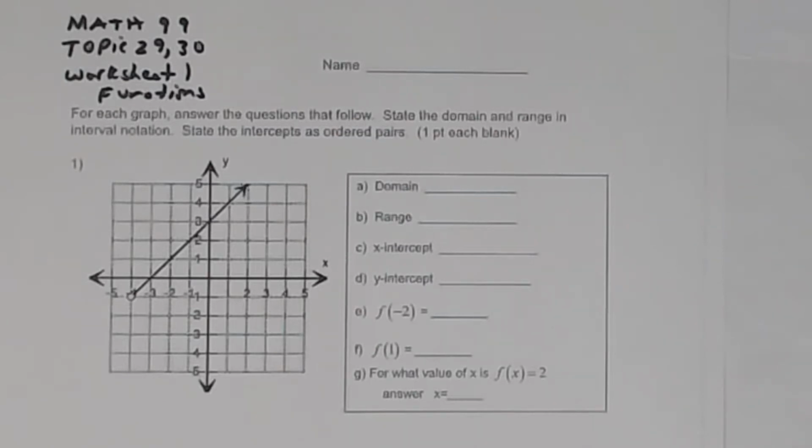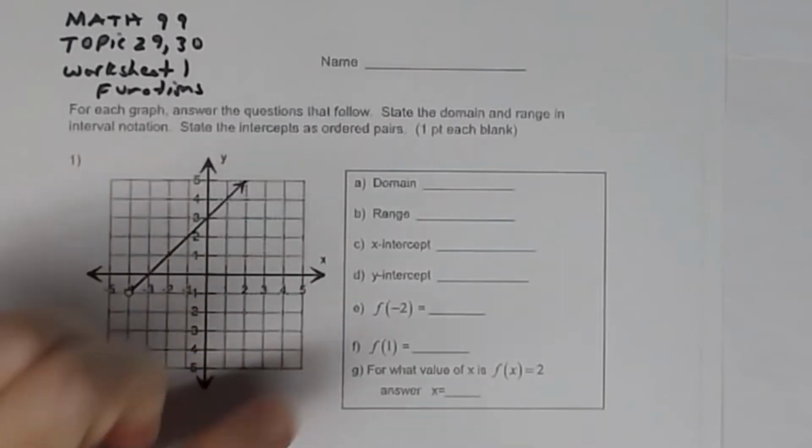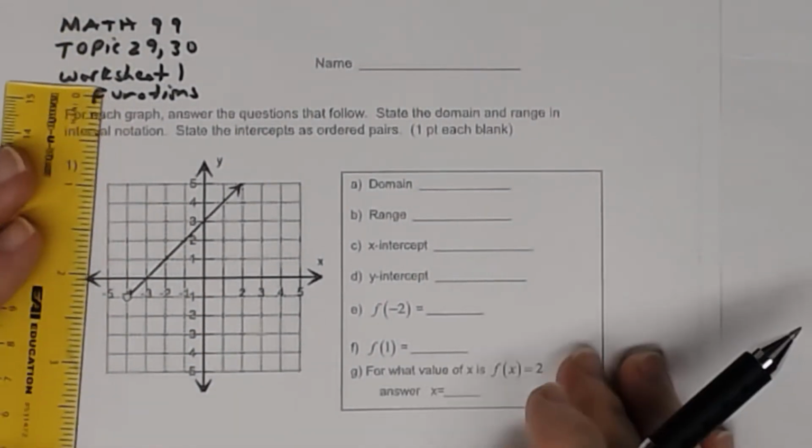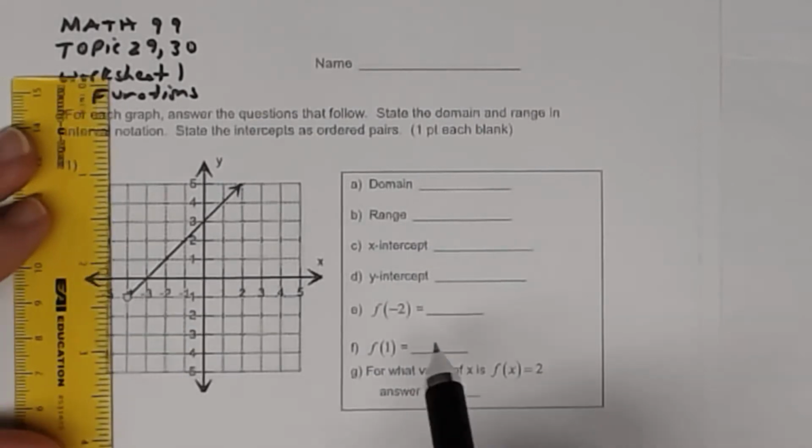Okay, so this is the key to the worksheet where we combine topics 29 and 30. You're given a graph and you're asked to find each of these. Let's talk about the domain first. Remember, the domain is a set of x coordinates, so you're going to go along the x-axis.